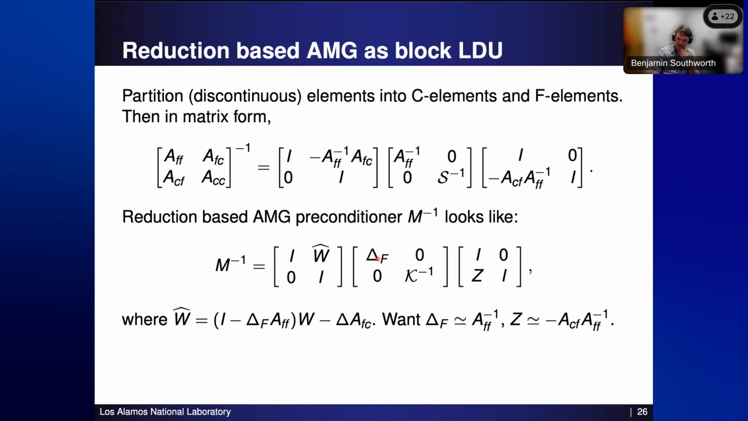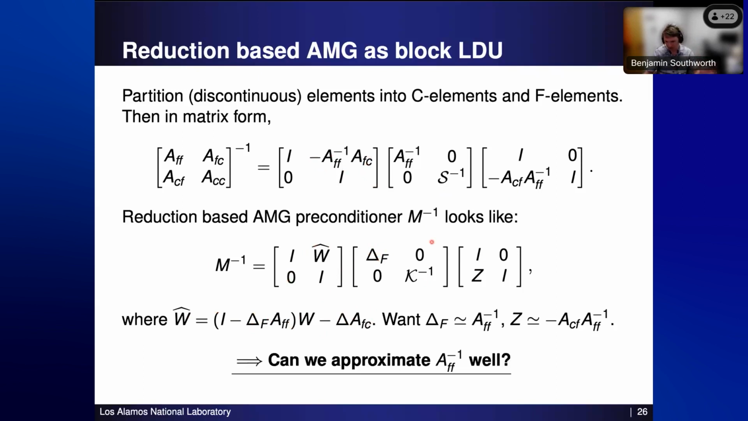And if delta F is exact, if you can do a good solve on AFF, then delta F is AFF inverse, this goes away, and W hat becomes AFF inverse AFC exactly as we have in the exact LDU. And so the big question in all of this is, can we approximate AFF inverse well? And if we can, then we have a good method. If we can't, we're probably hosed.